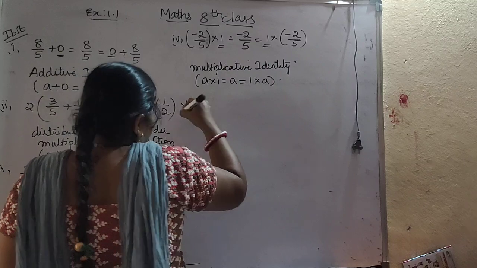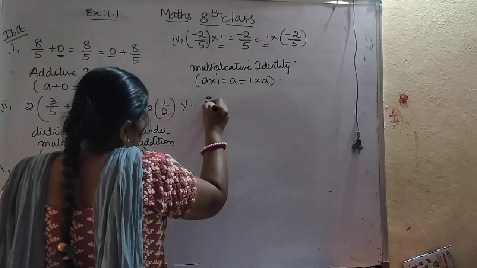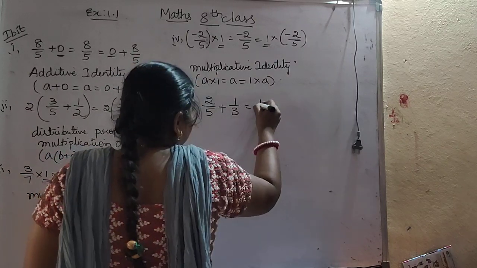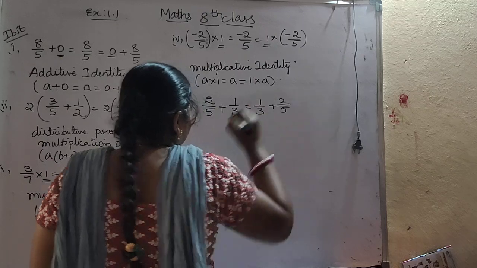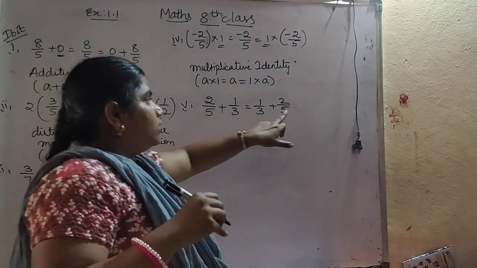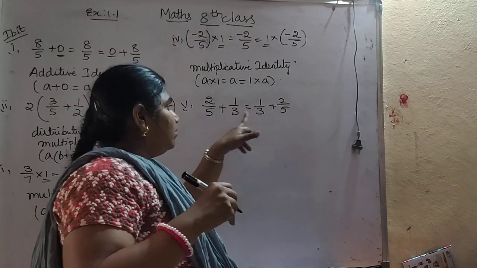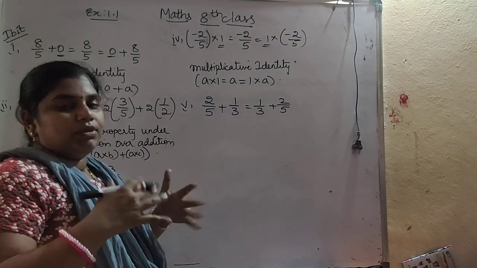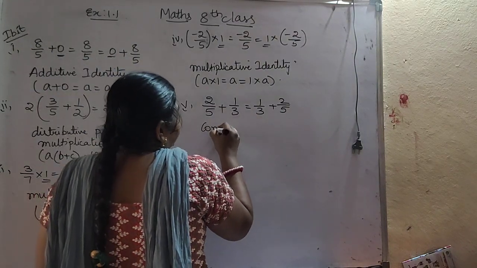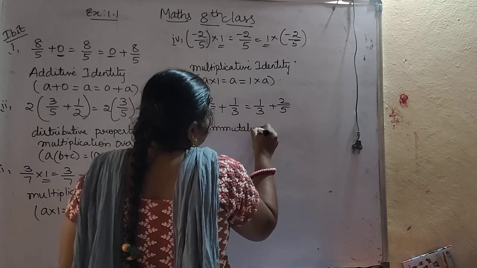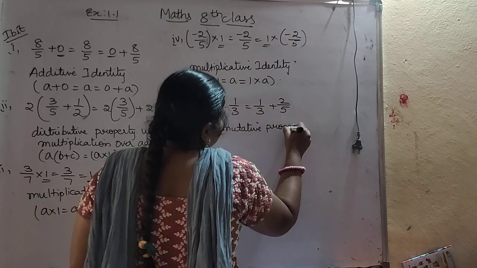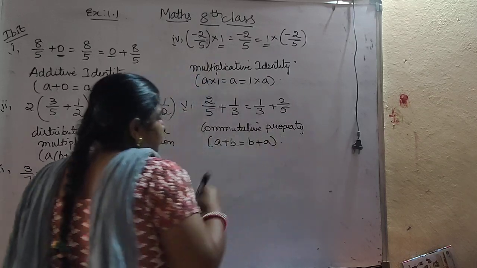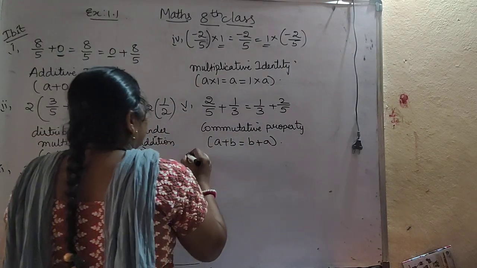Okay. So next one. Fifth one is 2 by 5 plus 1 by 3 is equals to 1 by 3 plus 2 by 5. So 2 by 5, in this case also you are having 2 by 5. Here 1 by 3, in this case also 1 by 3. The numbers are shuffled. So in which case the numbers will be shuffled? That is commutative property. So what is the general form? A plus B is equals to B plus A. So this is our general form for commutative property.